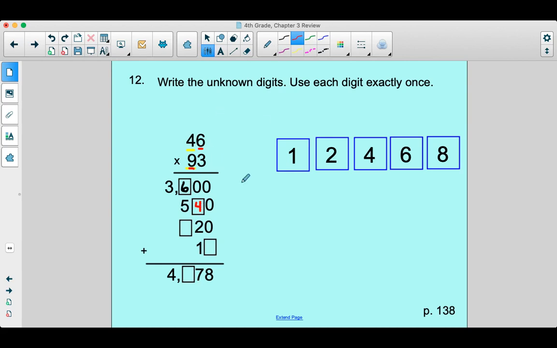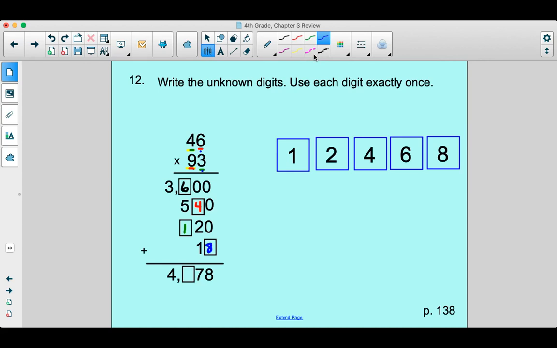All right, up next, we've got to figure it out. Blank 20. So, aha, I see. 40 times 3 equals 120. So that's got to be it. And then 6 times 3, I think, is our last thing. 6 times 3 is 18. So that's got to be 18.